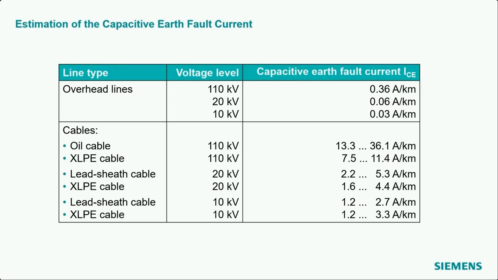If you have a cable system, it looks pretty different. In the lower part of the table you see, for instance, for a 20 kV system, values between 2 and 5 amps per kilometer. That would mean that already with a total cable length of 10 kilometers, you are above the self-extinguishing limit.